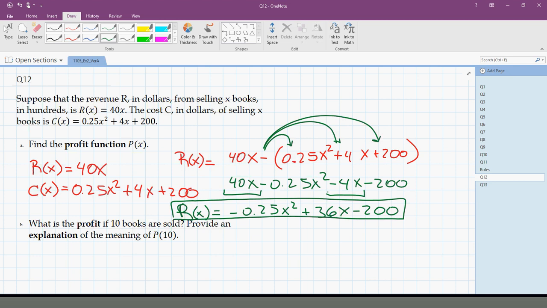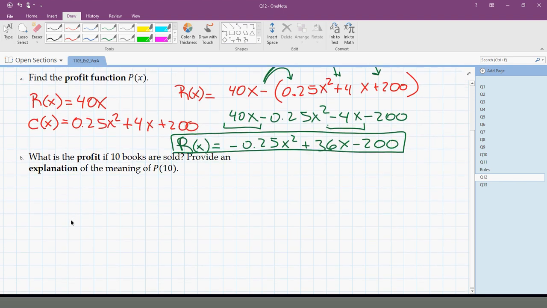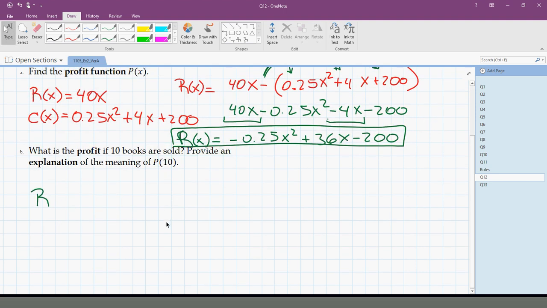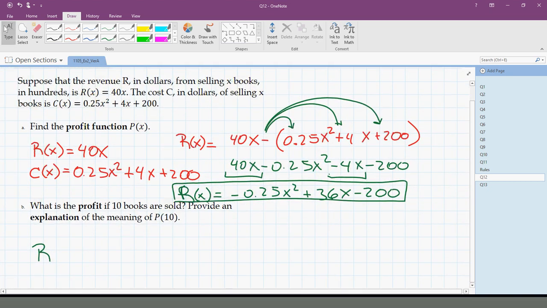Now they're asking us to find what is the profit if 10 books are sold. Provide an explanation of the meaning of the answer. Oh, that's not revenue, that's profit. I'm sorry, I messed up the letter. That should be a P for profit, a P for profit, and here a P. This should be a P.